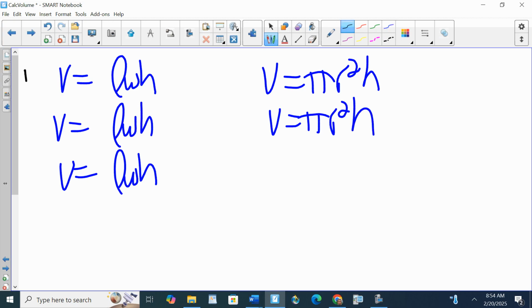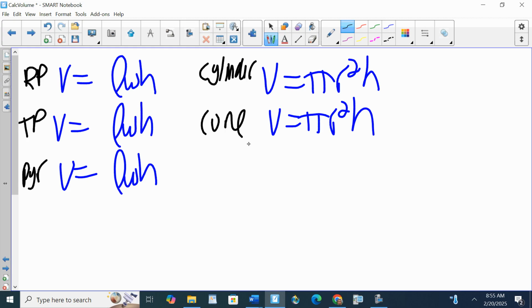This is your rectangular prism, triangular prism, pyramid. This is your cylinder. This is your cone. 1/2 is for triangle, 1/3 pyramid and cone. That's it. All right, if you can do that, you have your formulas.